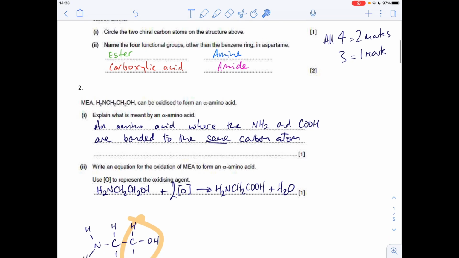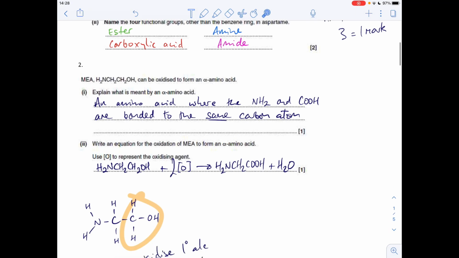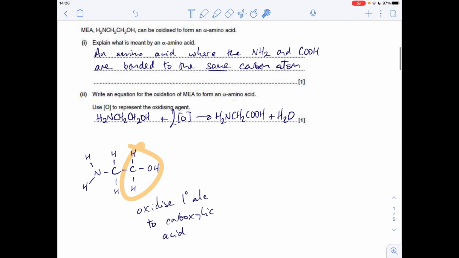And the next thing I'm going to do is write an equation for the oxidation of MEA to an alpha amino acid. So what I've done at the bottom here, there's MEA in a displayed formula format, so it's easy to see what's going to need to happen. So we've got a primary alcohol group here, and what we've got to do is turn that into a carboxylic acid group. So primary alcohols need to be oxidized twice.